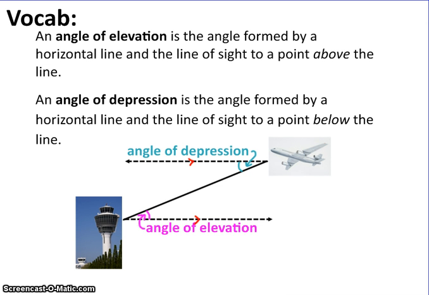Now what we can actually say here is that these two dashed lines are horizontal lines. And we know that horizontal lines have a slope of 0. Since they have the same slope, they're parallel. Therefore, the angle of elevation and the angle of depression for this picture are going to be exactly the same. Okay? So that's going to be important in our future problems.